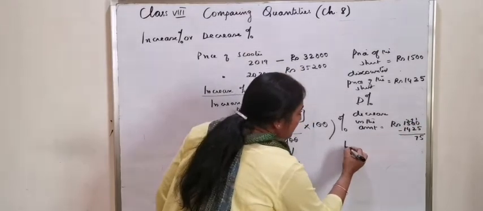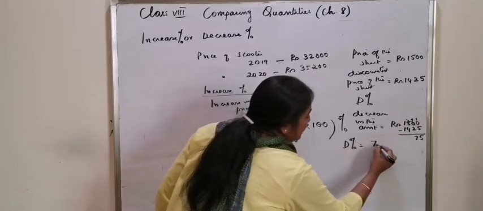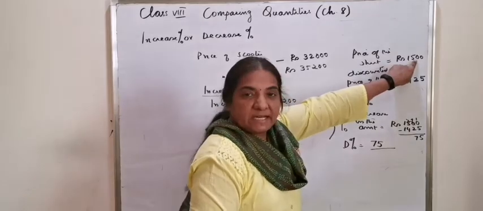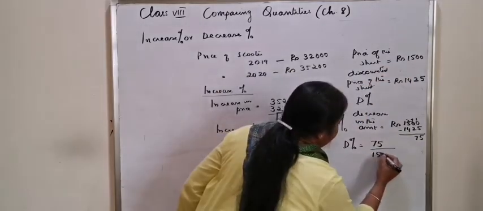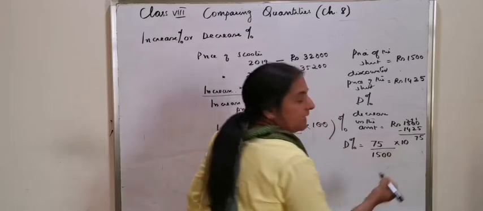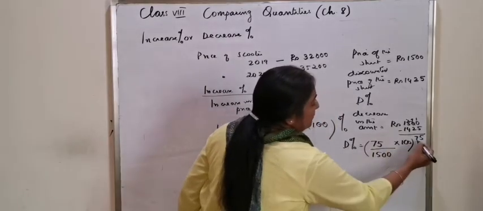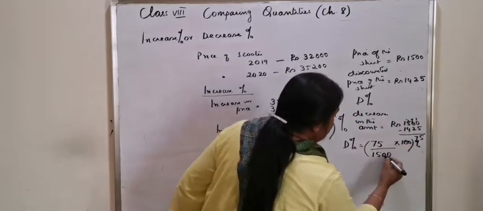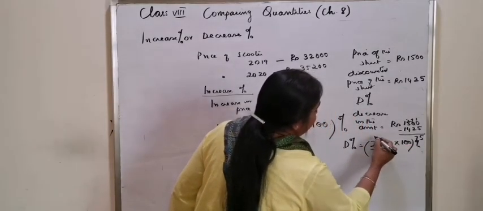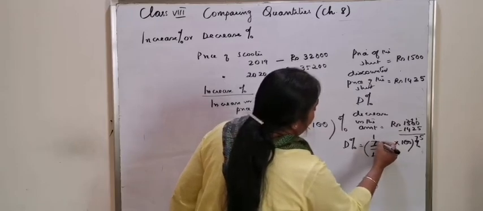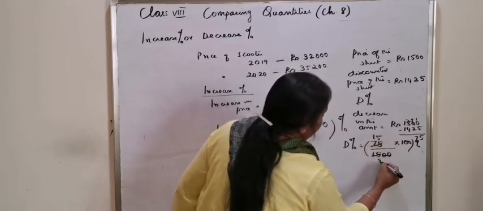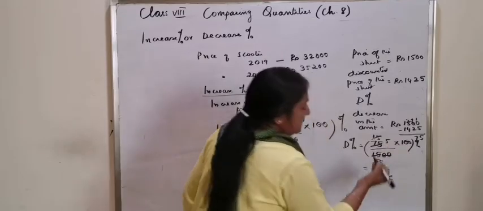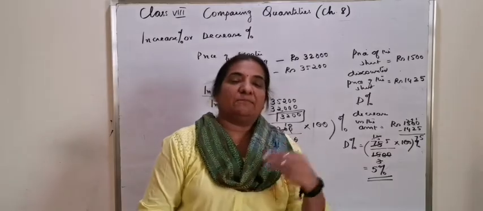And what will be the discount percent? This 75 rupees discount has been calculated on the original price 1,500, into 100. Percentage is always calculated with 100. Multiply by 100 and put a percentage symbol. You can see here, 5 ones are 5, 5 threes are 15, so it is a 5% discount. So this is how you will calculate both ways.